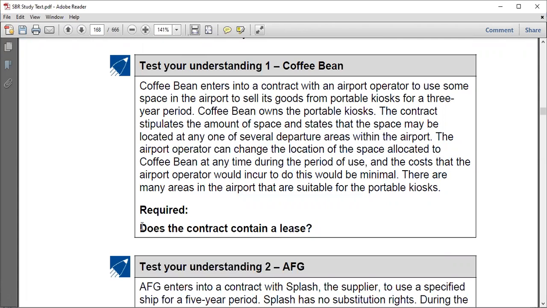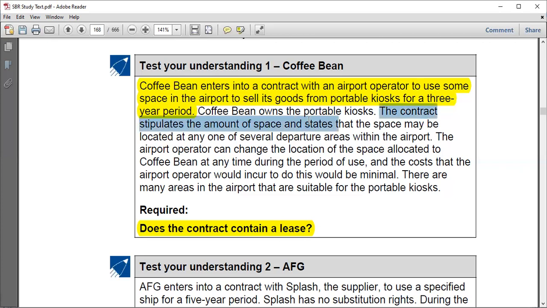The question just requires you to know whether a contract contains a lease. You may read a question and say, oh, there is a lease here, while there is none. The question says, Coffee Bean enters into a contract with an airport operator to use some space in the airport to sell its goods from portable kiosks for a 3-year period. Very nice. They have entered into a contract. Then Coffee Bean owns the portable kiosks. So those kiosks are under the ownership of Coffee Bean. No problem. Maybe it's an issue of space.